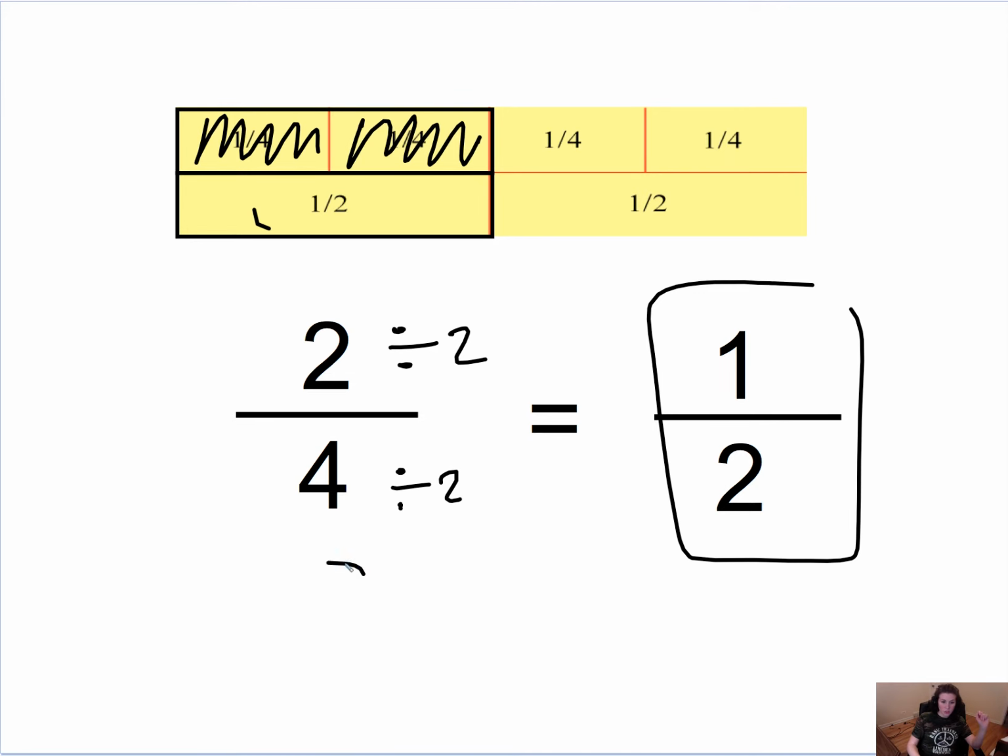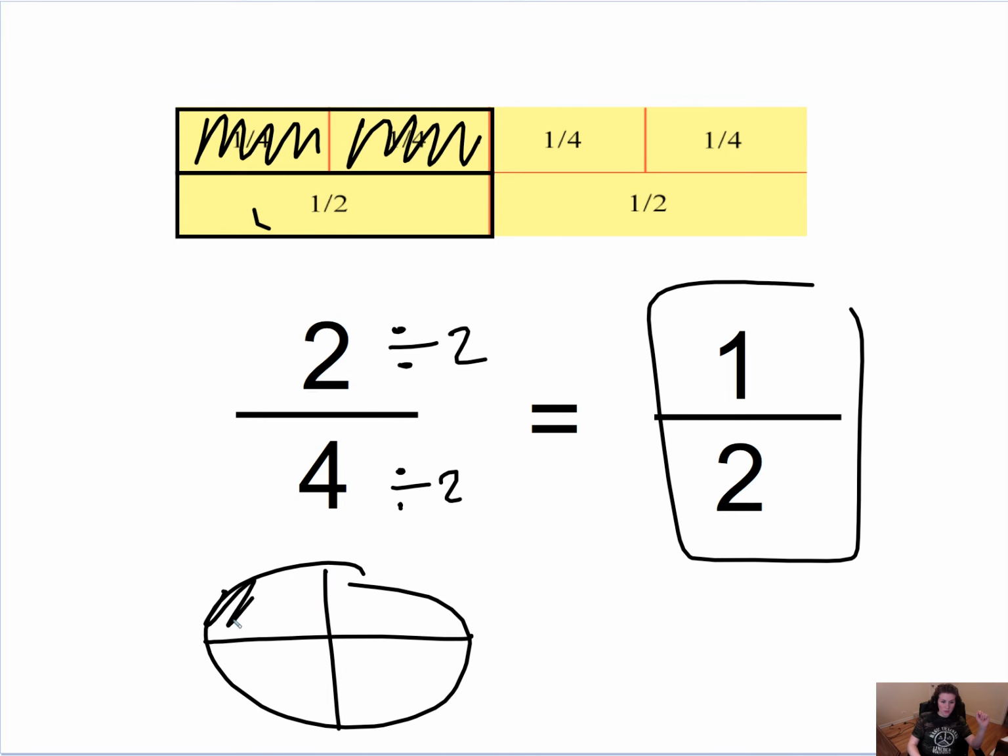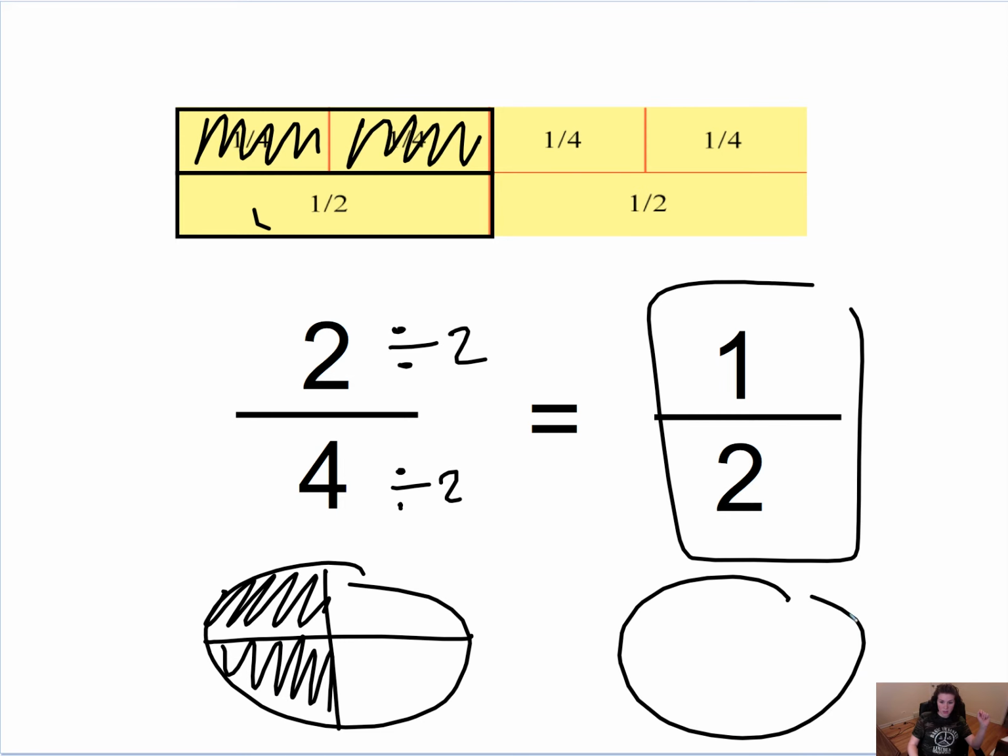You could even picture a pizza. If I have a pizza and I cut it up into fourths, if I eat 2 of those pieces, it's the same as if I had cut that pizza into half and eaten half of the pizza. I eat the same amount of pizza. They're the same amount. These fractions are equivalent. It's just that this is simplest form.